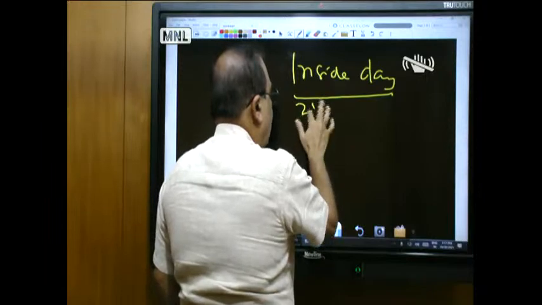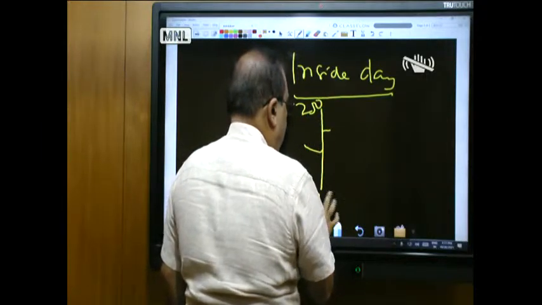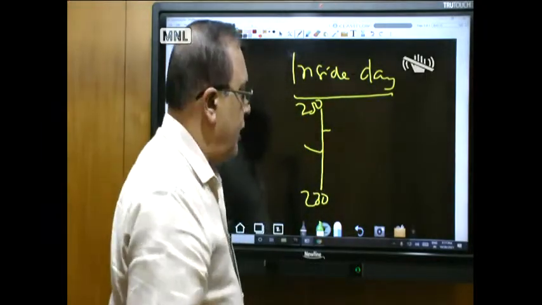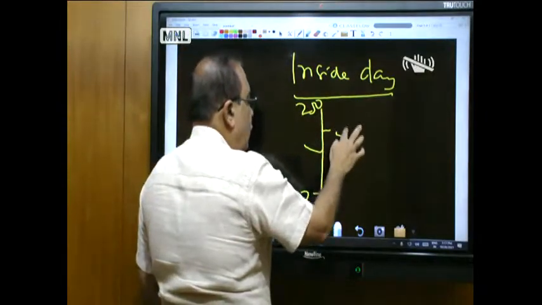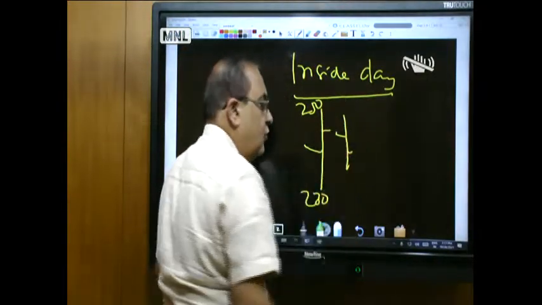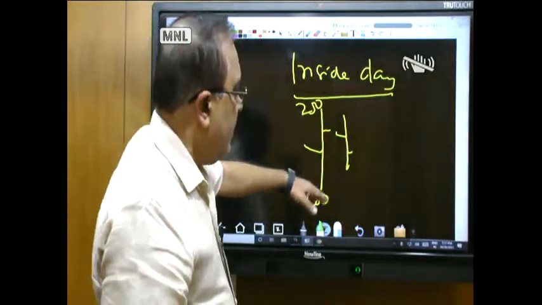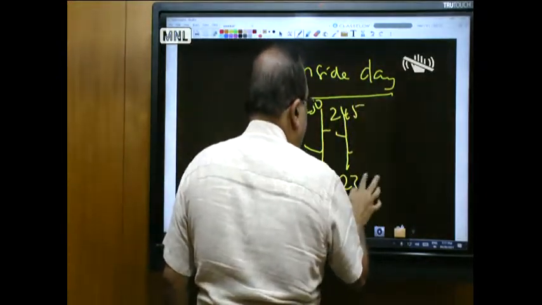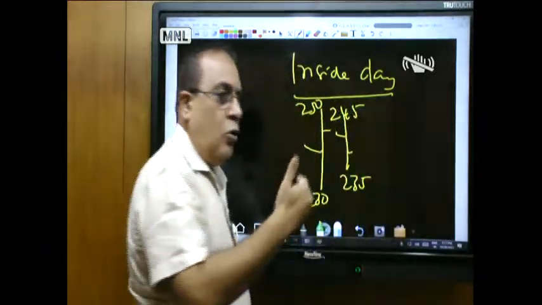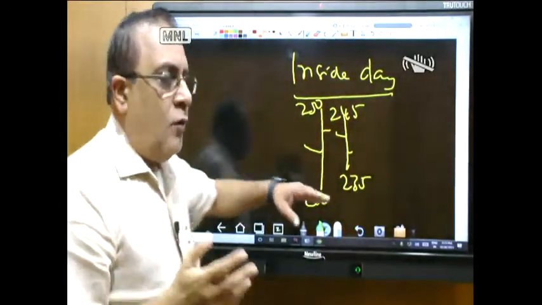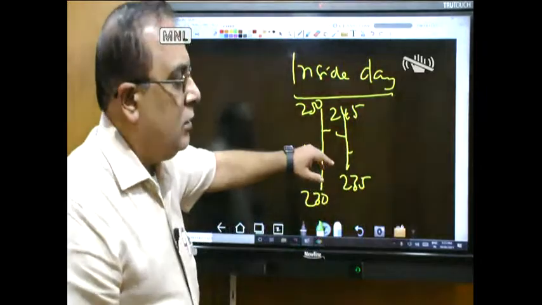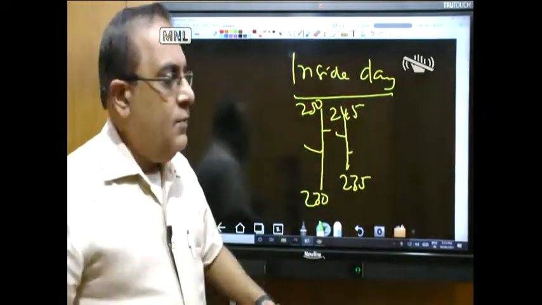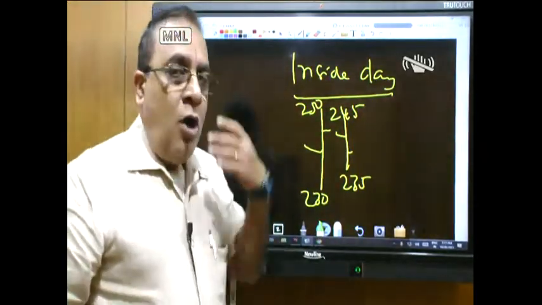The high here is 250, low is 230. Okay. Next day, the high and low is within the previous day's bar. That's called inside day. So this is 250 and 230. So this could be 245 and 235. So that means the price action of the high and low is within the high and low of the previous day. So that is called the inside day. So the name itself gives an explanation.